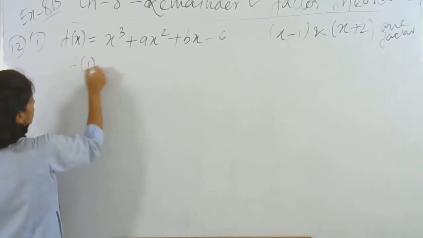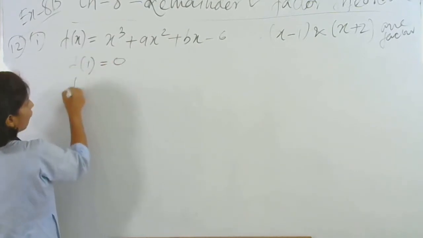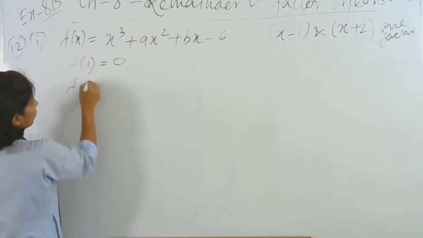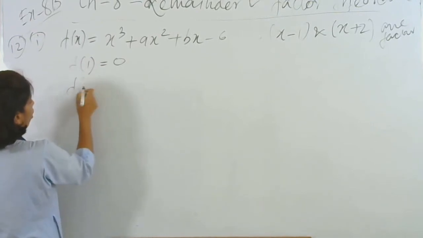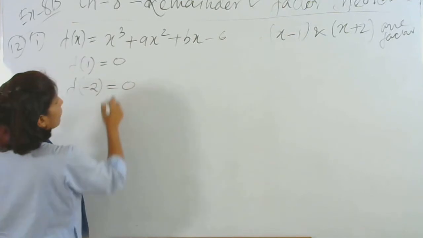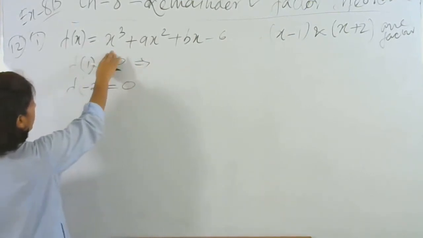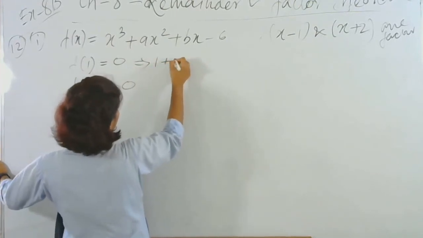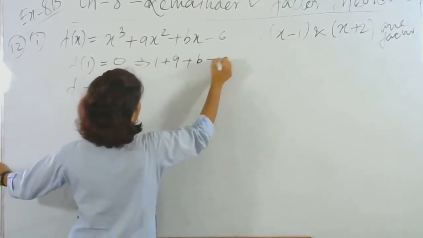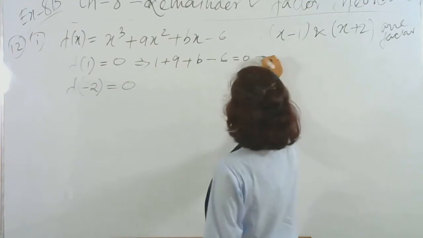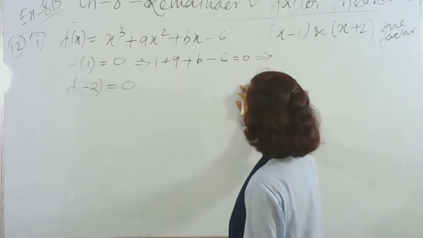F of 1 must be equal to 0. Also f of minus 2 must be 0. We must have this. Now you see, if I put in f of 1, it will be 1 cube is 1 plus 9 plus b minus 6 equals 0. If I calculate, I'll get 3 plus 1, 4.